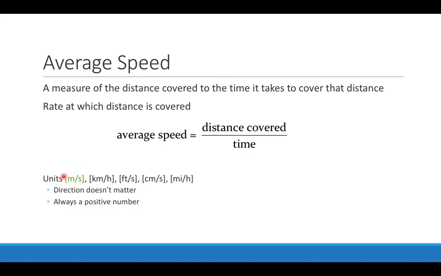When we're talking about the average speed of an object, the direction doesn't matter, and it's always a positive quantity. So it doesn't matter, in my trip from my house to the beach, that I had to go around turns, or that I had to go north and then west or south or whatever. The direction doesn't matter when we're talking about the average speed.